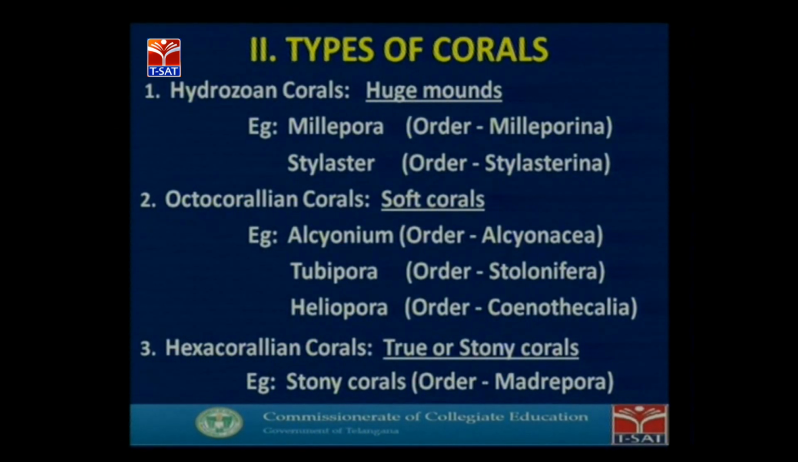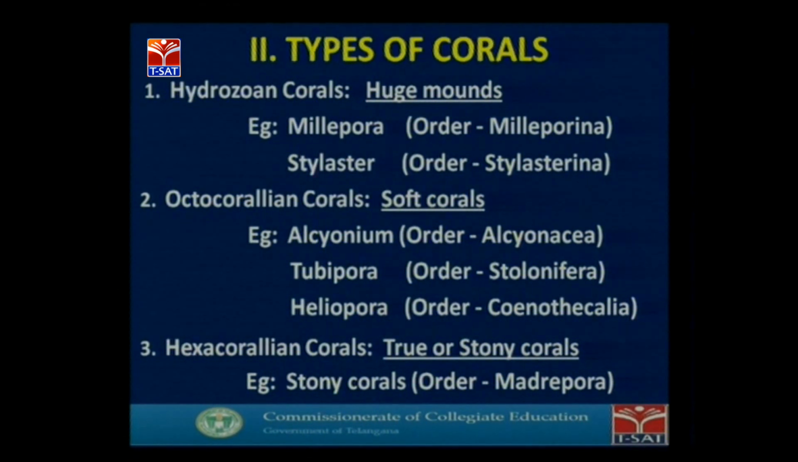Now, we shift our attention to the types of corals. The corals may be classified into three categories. First, hydrozoan corals. These usually form huge mounds, and examples of hydrozoan corals include Millipora, which belongs to order Milliporina. Another example of hydrozoan corals is Stylaster of the order Stylasterina.